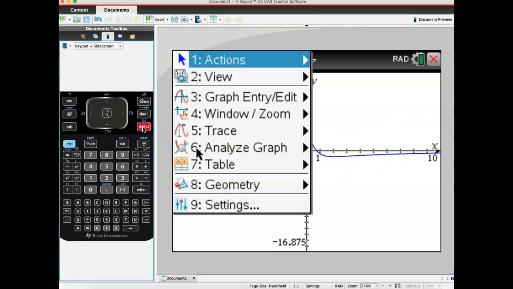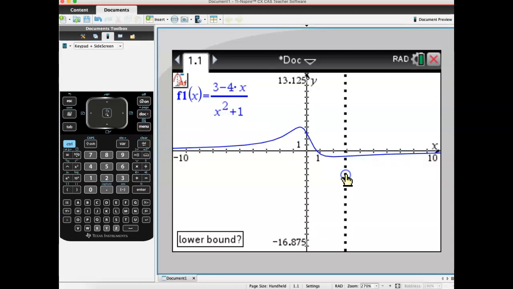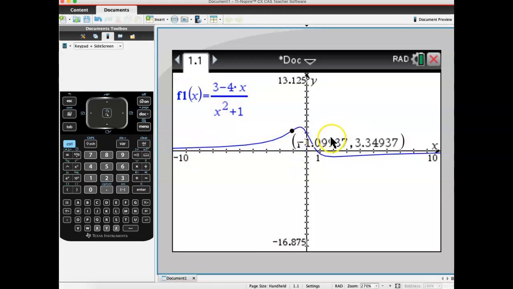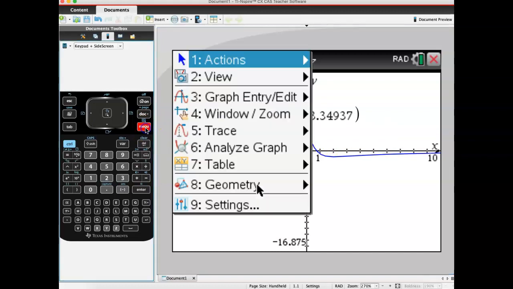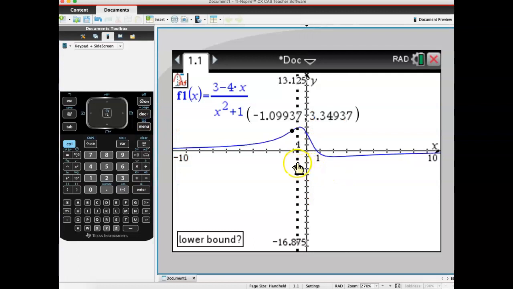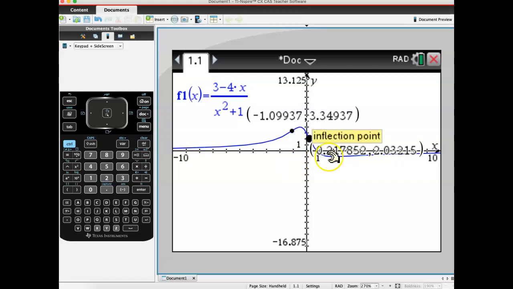So how we're going to find them, we're going to say menu, analyze graph, inflection. So I'm going to come way out, and I'm going to drag it, boom, there it is. I'm going to grab that guy. Then I'm going to go back to my menu, analyze, give me another inflection point. I'm going to go tight to this one, and I'm going to drag, oh, there it is, and I'm going to hit enter and it drops it. I'm going to drag that up.